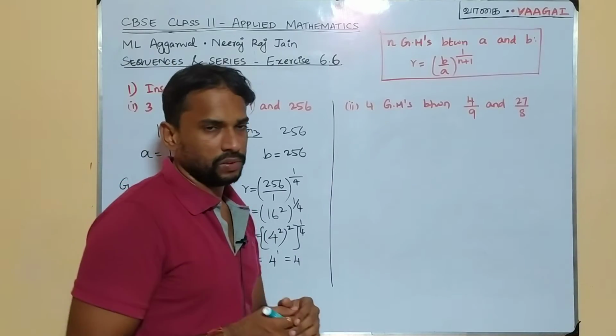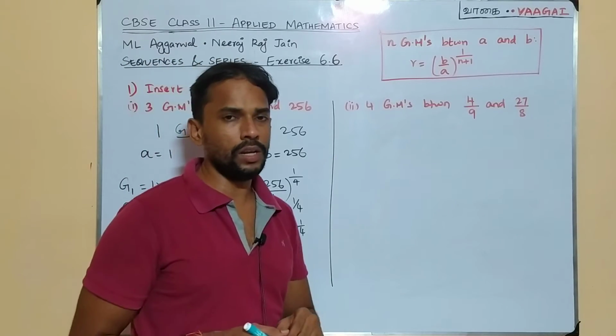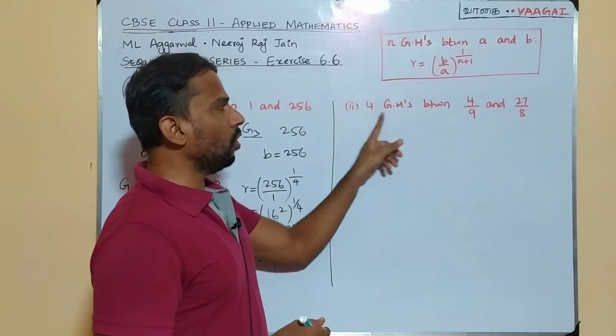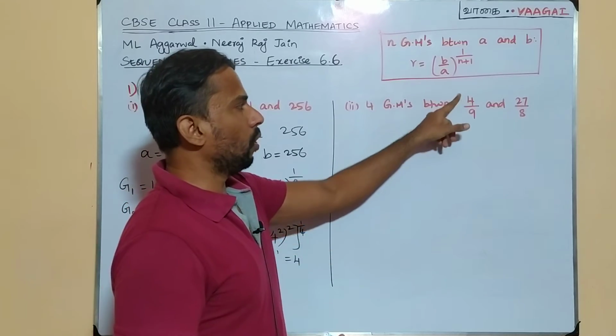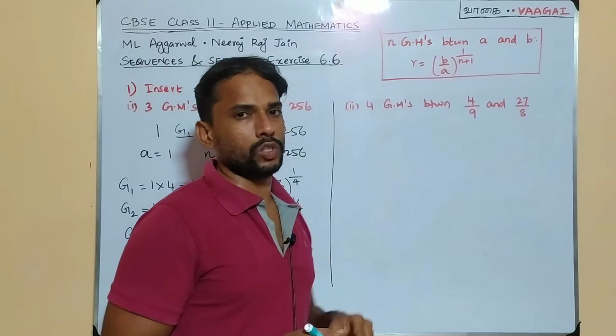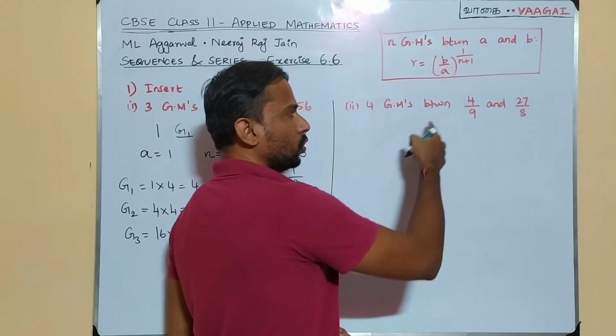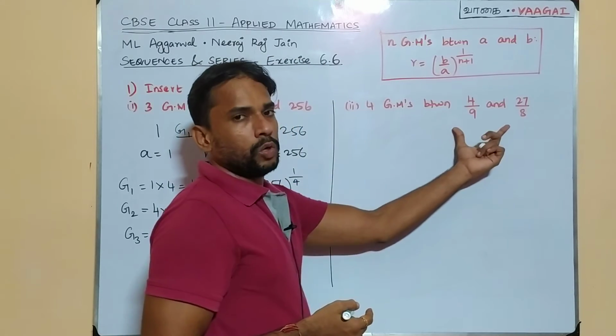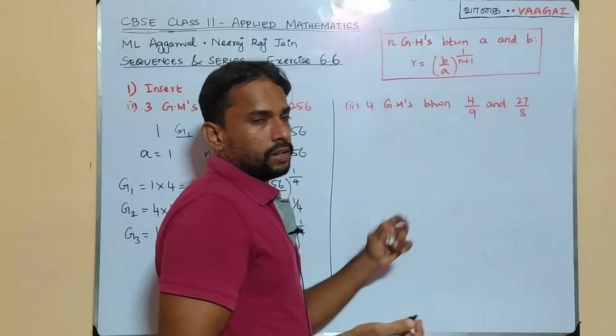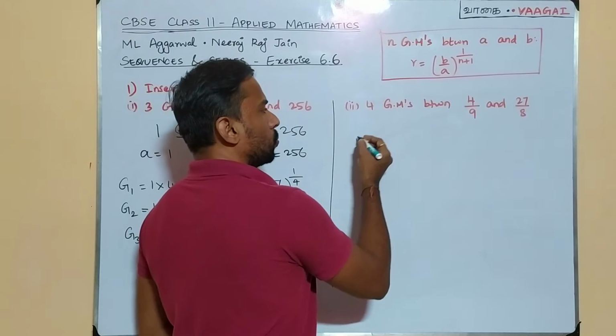Coming to the second subdivision, here again we have a very similar question. Here the question is: insert 4 geometric means between 4 by 9 and 27 by 8. So here we should be careful. We have to insert 4 geometric means between those two values, and that too we have them to be fractions. No matter what it is, we'll just put the slots.